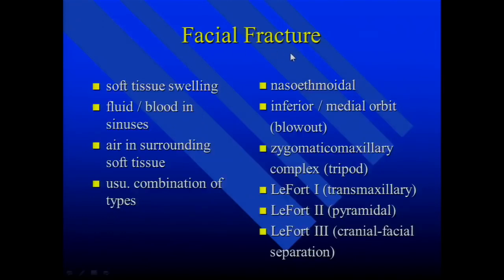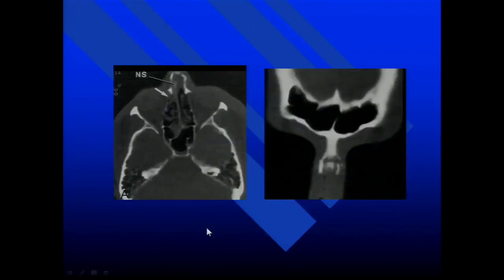Okay, facial fractures. Facial fractures involve a lot of very small bones in the face, so they could be difficult to detect. So you want to try to identify clues to draw your eye to those areas of small fractured bones. Look for the overlying soft tissue swelling, look for blood and fluid in the sinuses, air in the surrounding soft tissues. We like to break them up into these nice separate categories, but the truth is they're usually a combination of categories, and we'll very quickly run through these.